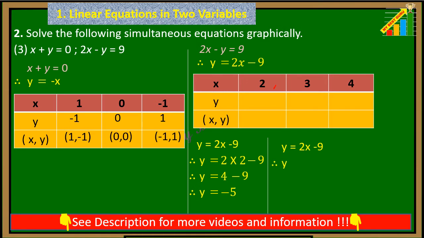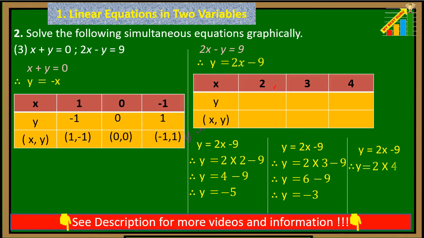Now for the next one, we will put the value of x as 3. So y is equal to 2 multiplied by 3 minus 9. So y is equal to 6 minus 9, which is minus 3. And y is equal to 2x minus 9, so y is equal to 2 multiplied by 4 minus 9. So y is equal to 8 minus 9. So you got the value of y as minus 1.